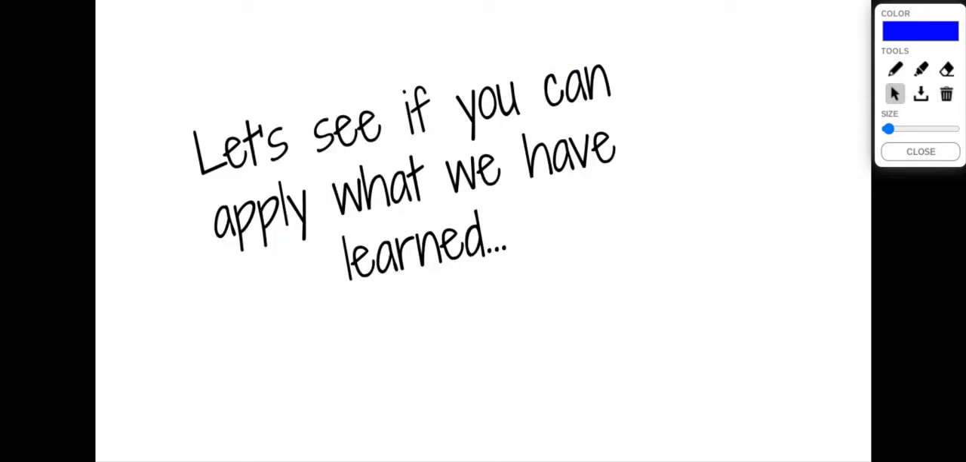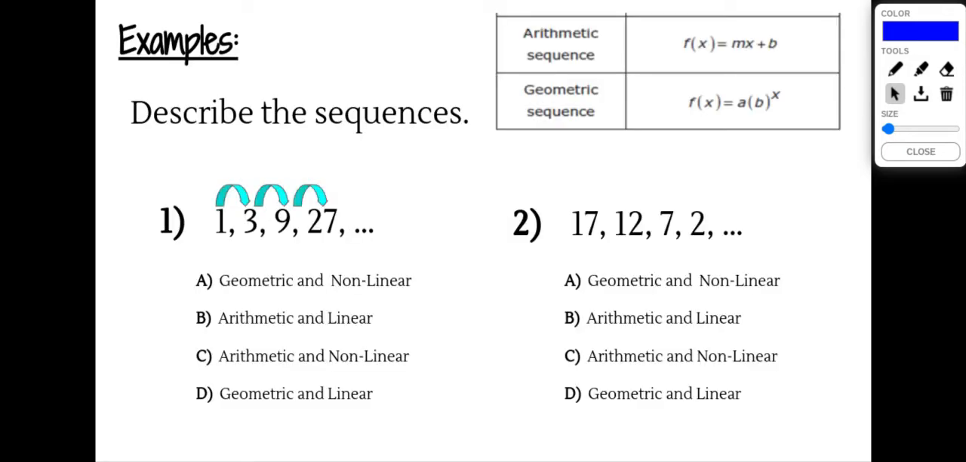Okay, I think we're ready to take what we've learned and apply it. So let's see if we can look at some examples together now. In these two examples, we want to describe the sequence. And I accidentally hit the button, so you get these little arrows here. Whoops. Okay, so let's describe the sequence.